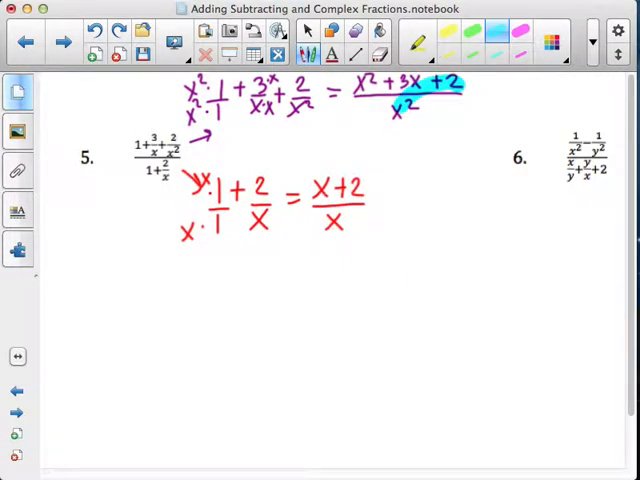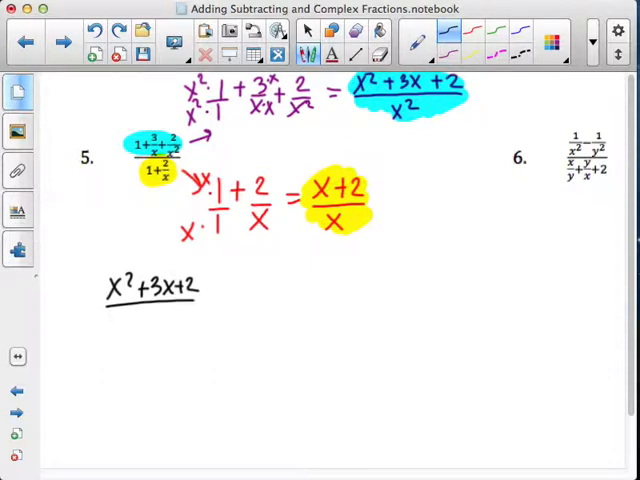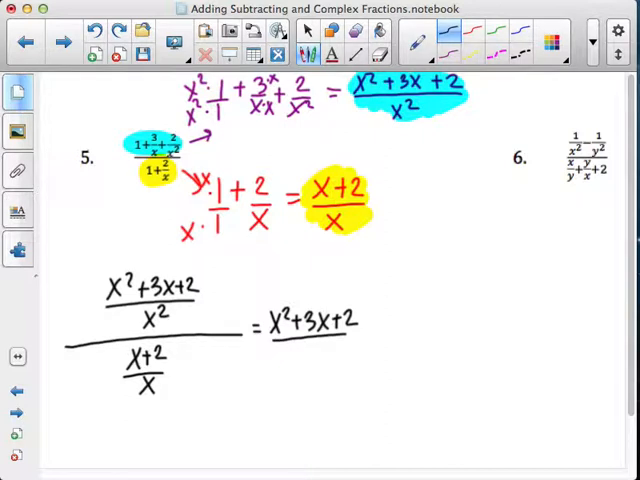So there's my numerator, is this guy, and here's my denominator here. So I'm going to rewrite the problem as x squared plus 3x plus 2 divided by x squared, all divided by x plus 2 over x. So now I'm going to multiply by the reciprocal. So that's x squared plus 3x plus 2 divided by x squared times x over x plus 2.